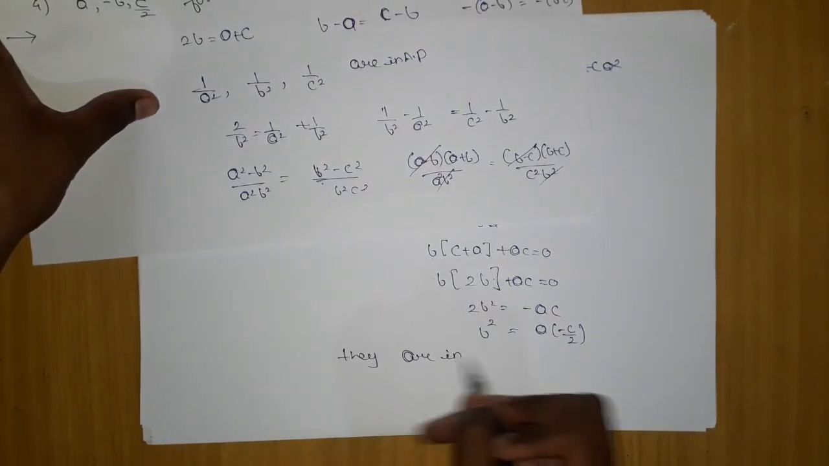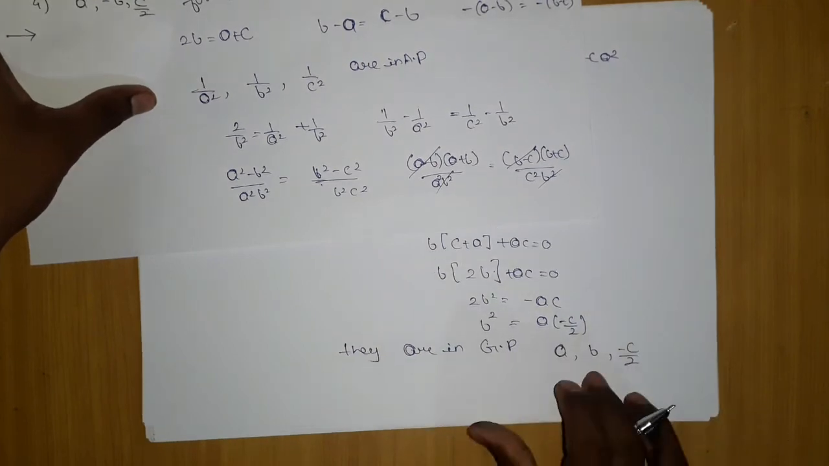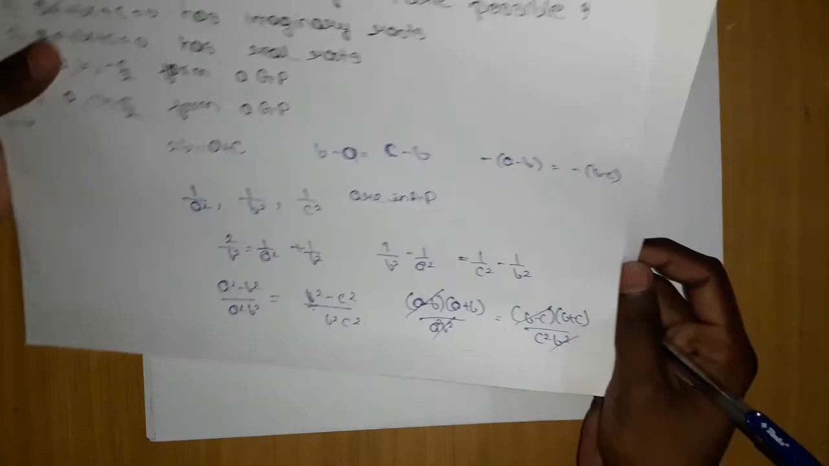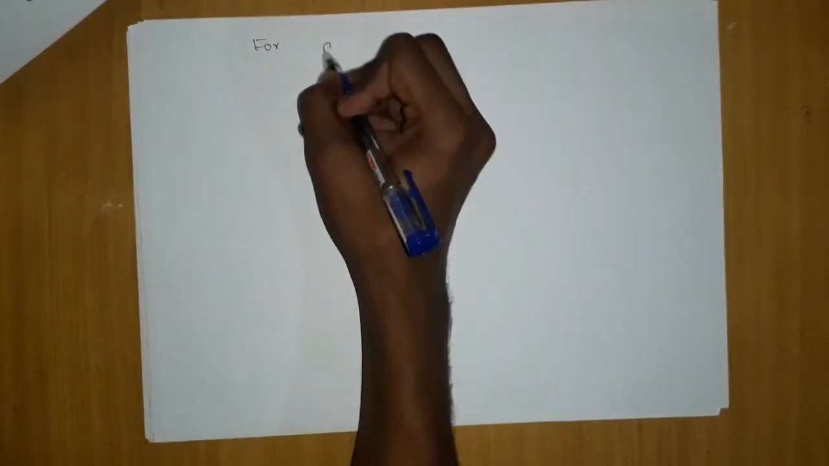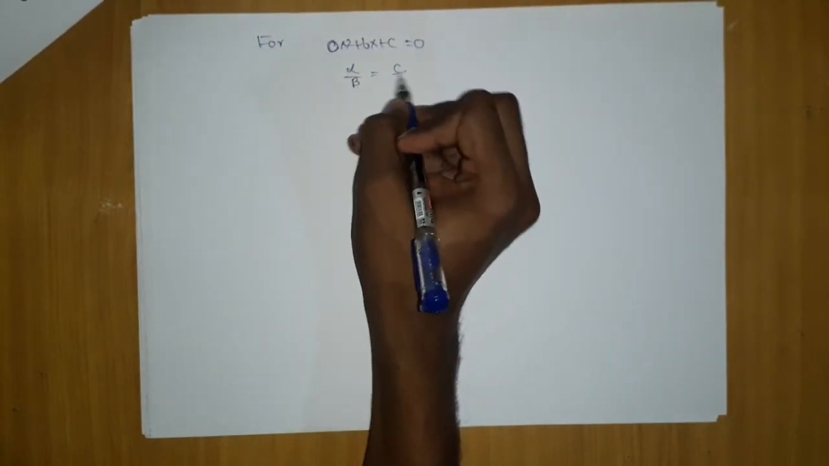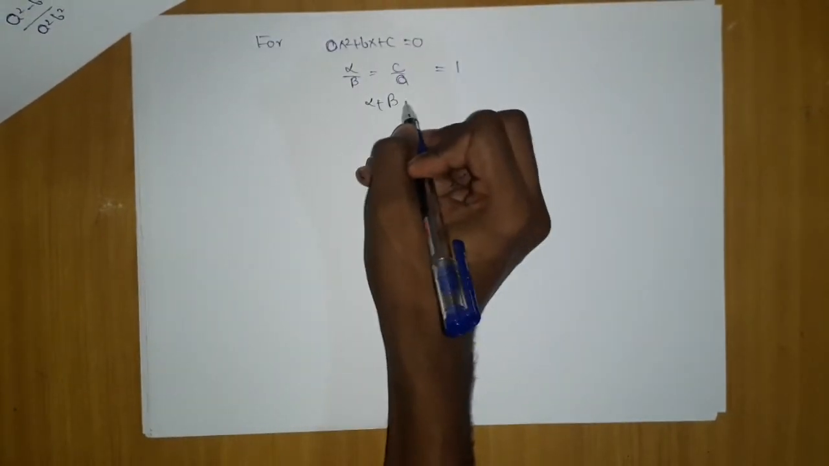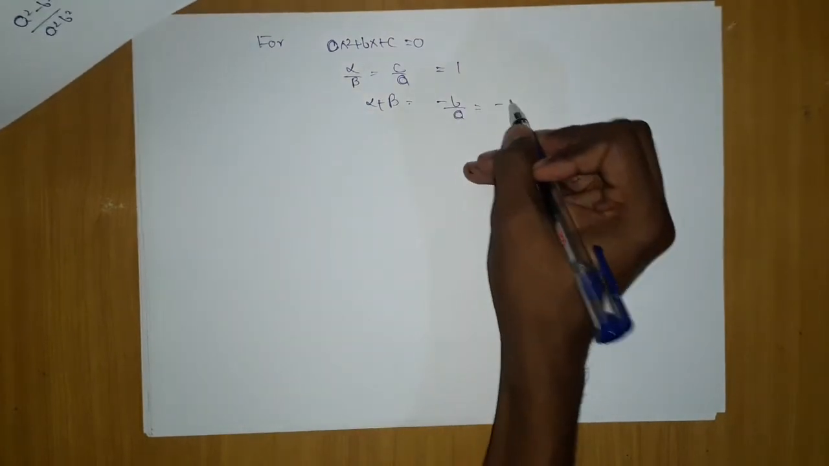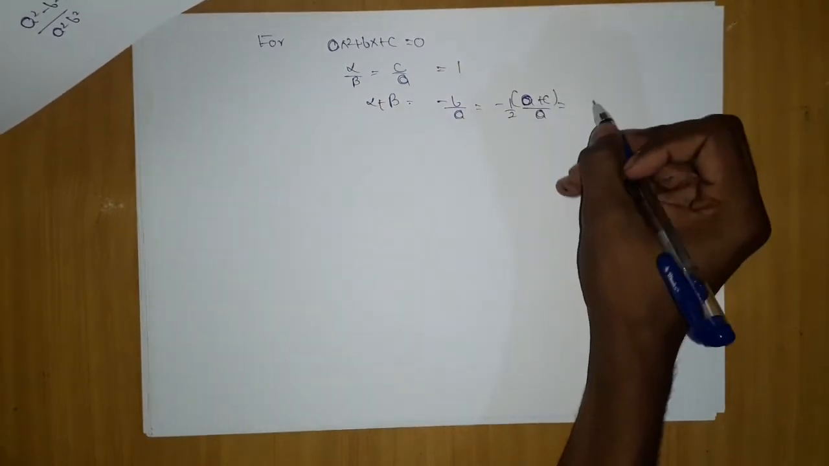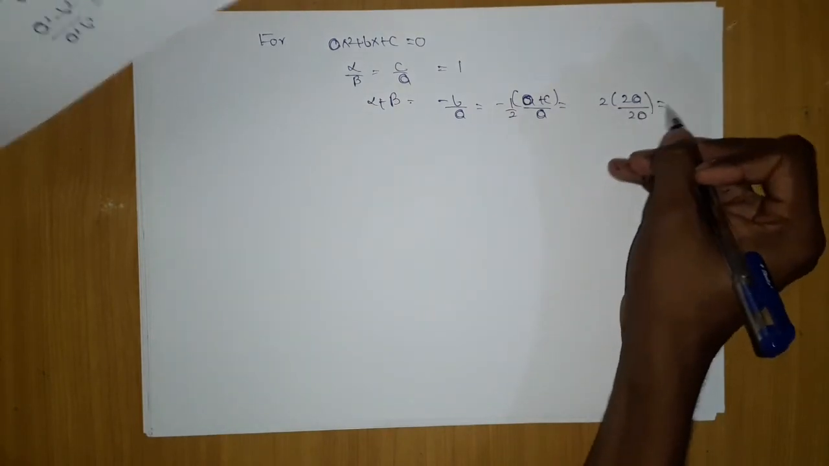They are in GP. Which are in GP? a, b, minus c by 2 are in GP. Now we have to check for this equation, whether it has imaginary roots or real roots. For ax square plus bx plus c equal to 0, alpha by beta, the product of roots, is c by a, and I know a and c are equal, so it is equal to 1. While alpha plus beta is minus b by a. I can write it as minus 1 by 2 into (c plus a) by a, and since c and a are equal, it becomes 2a. This will become equal to 1.